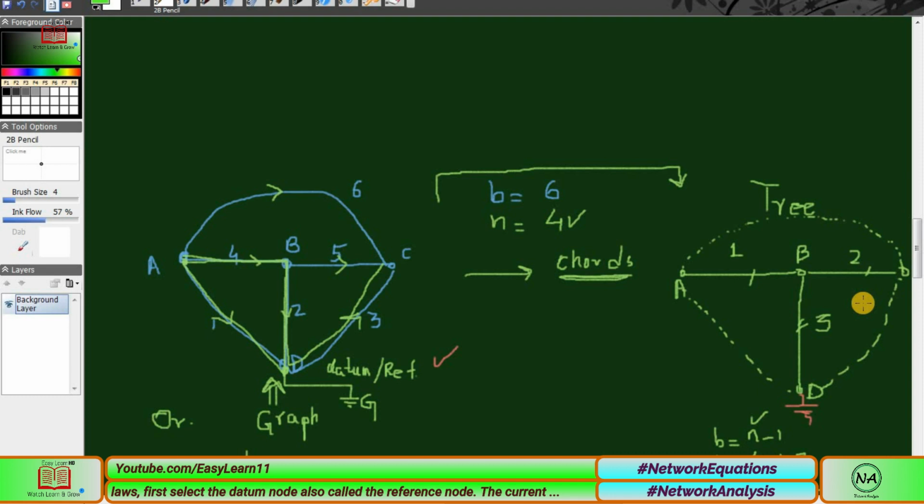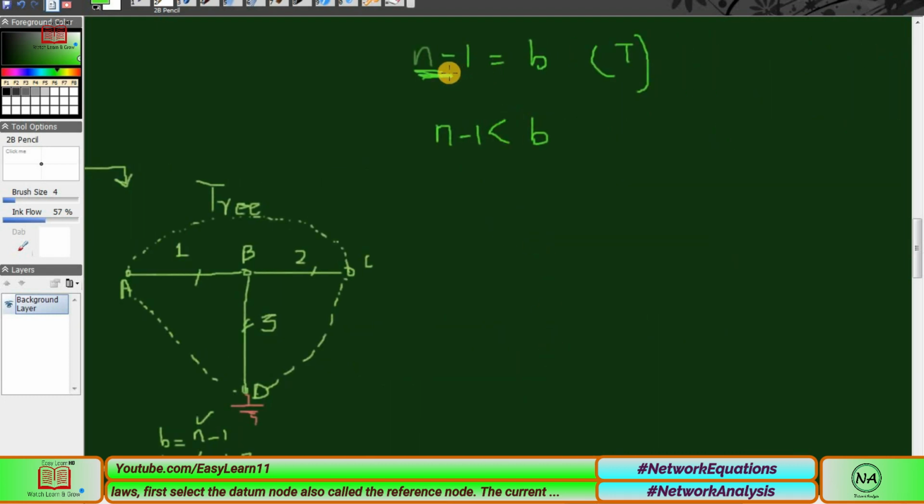This is a very simple discussion, no need to explain here. You can see there are 6 branches, so the branches of the tree are always less. There are only 3 branches. Some branches are skipped while converting this graph into the tree. So this relation is always true: the branches of the tree, n-1, are always less than the branches of the graph. Just writing b makes it clear that we mean the branches of the graph, and writing n-1 makes it clear that we are targeting the branches of the tree.